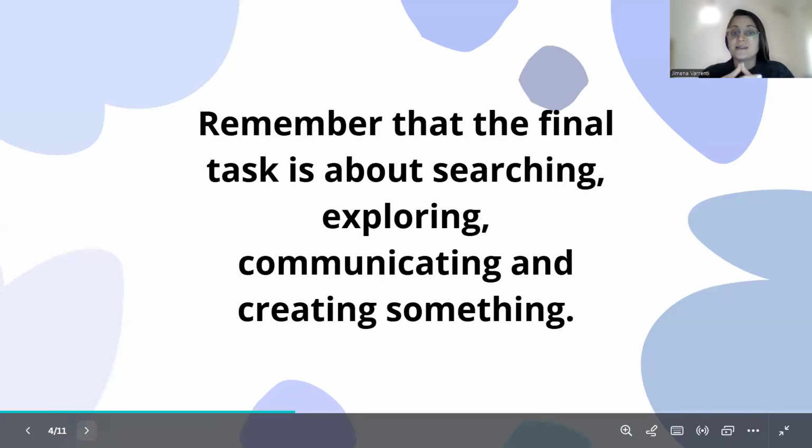Remember that the final task is about searching, exploring, communicating, and creating something. Okay, it's not like the teacher will stick a poster on the board and the students will say sentences about it. No, the students have to research or explore or investigate. Of course, they can create the poster and then explain, for example, this is my family, or something related to fashion or whatever you are teaching, of course.